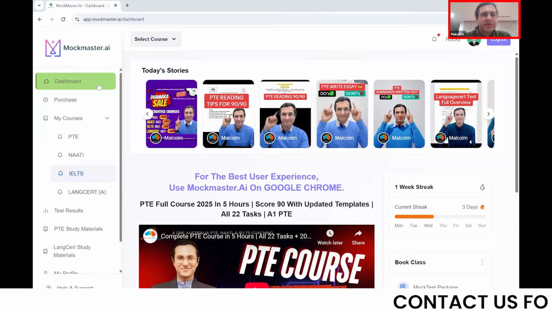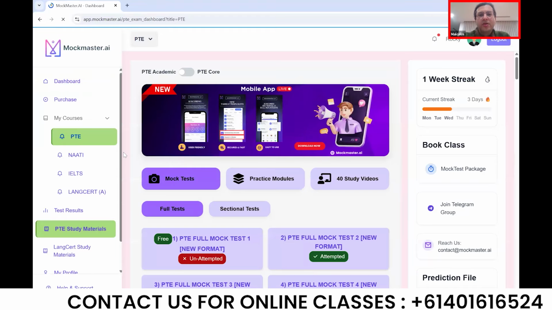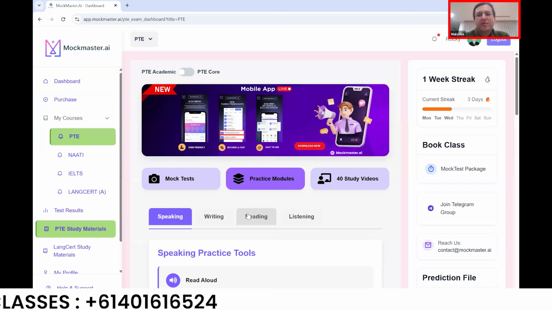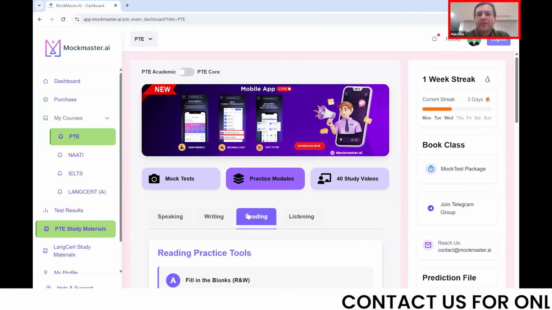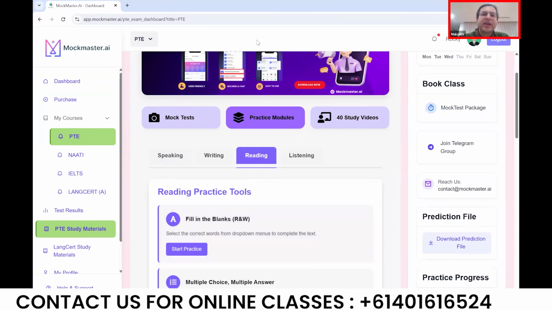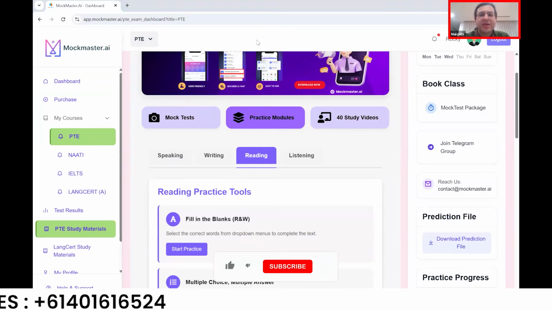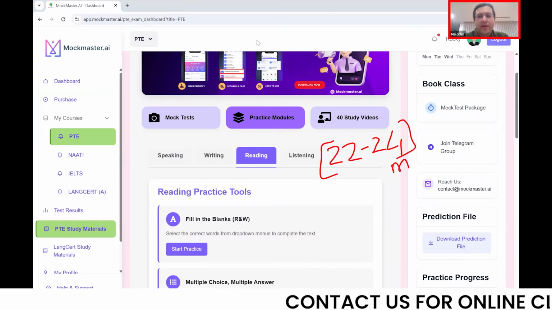Now today is reading, so let's start. Reading is one of the sections where people are also struggling. The main reason is because PTE has reduced the timer in the reading test. Earlier it used to be 28 to 29 minutes. Now it is generally somewhere between 22 to 24 minutes. That is the overall time in reading.